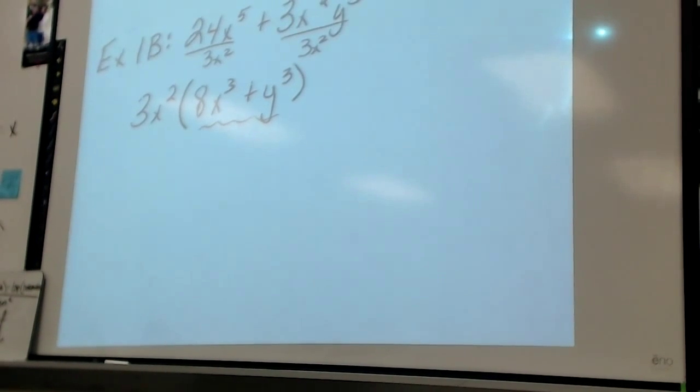Sum or difference of cubes. I don't even have to worry about squares because I don't see squares, they're cubes. So I want to see it's a sum. So do we have a perfect cube plus a perfect cube? Is 8 a perfect cube? Is x cubed a perfect cube? Is y cubed a perfect cube? Yes. So we do have a sum of cubes here.